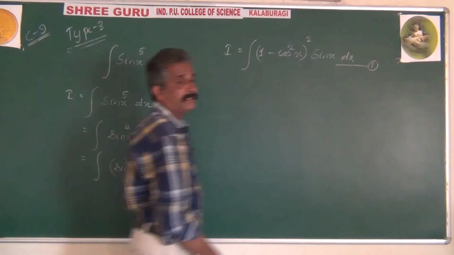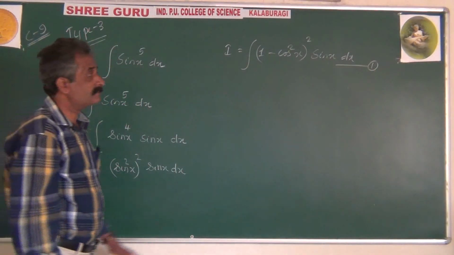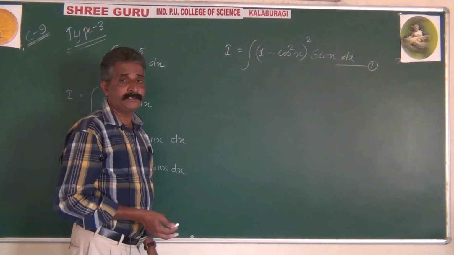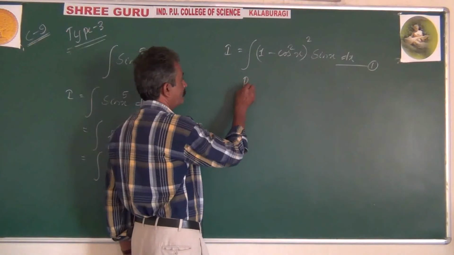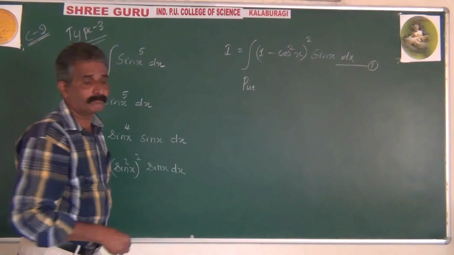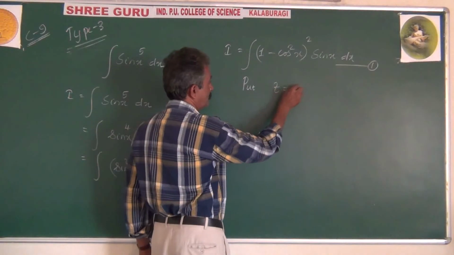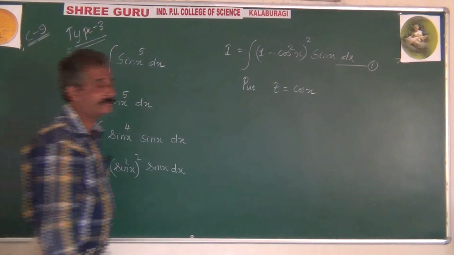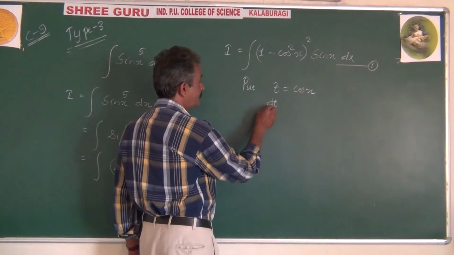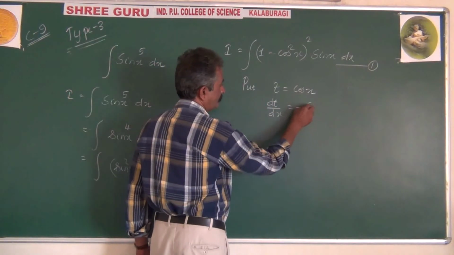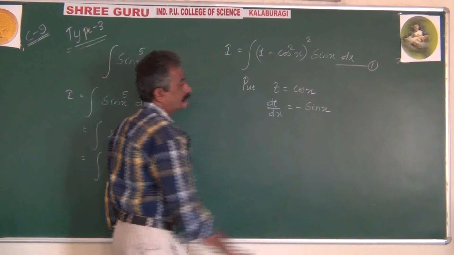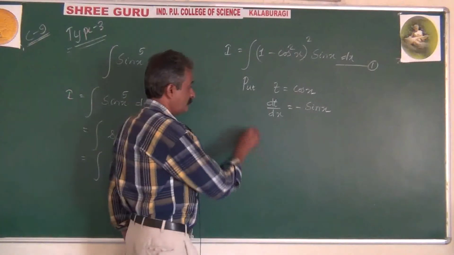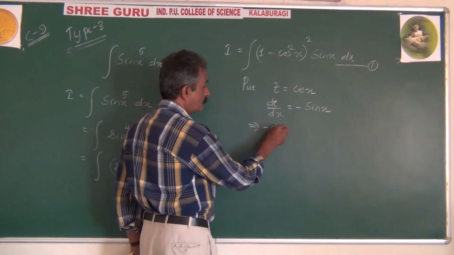Now we can expect substitution easily, because the derivative of cos x is in terms of sin x, maybe with a minus, but it is in terms of sin x. So we shall put t equal to cos x. Then differentiate: dt by dx equals minus sin x. But we have only sin x dx, so the minus sign is shifted to the other side, which implies minus dt equals sin x dx.